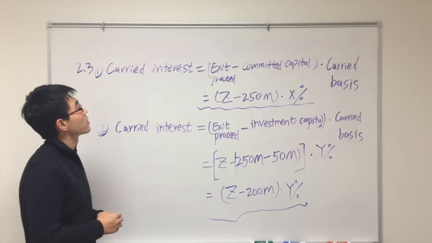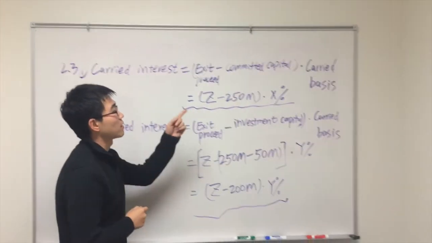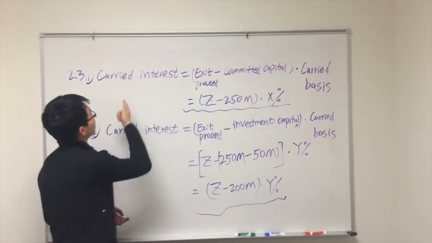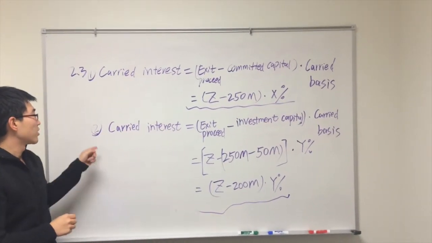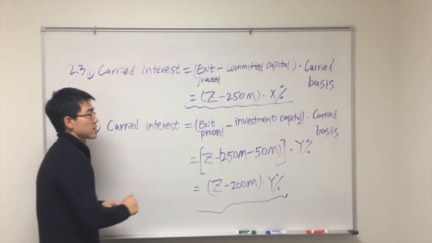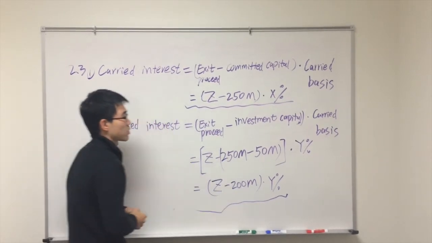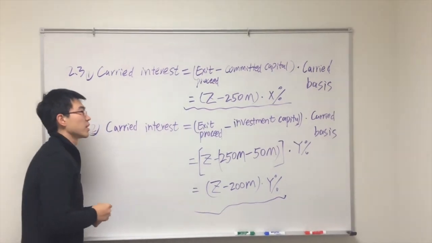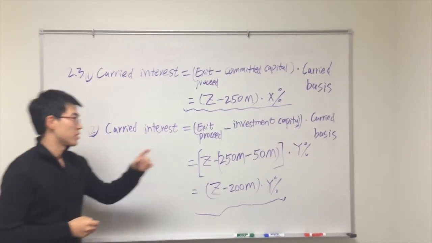For the third question, the first part is focused on the committed capital. So we get this one for the carried interest. However, for the second part, the basis is on the investment capital. So we need to subtract another 50 million management fee to get the carried interest, which is the final.